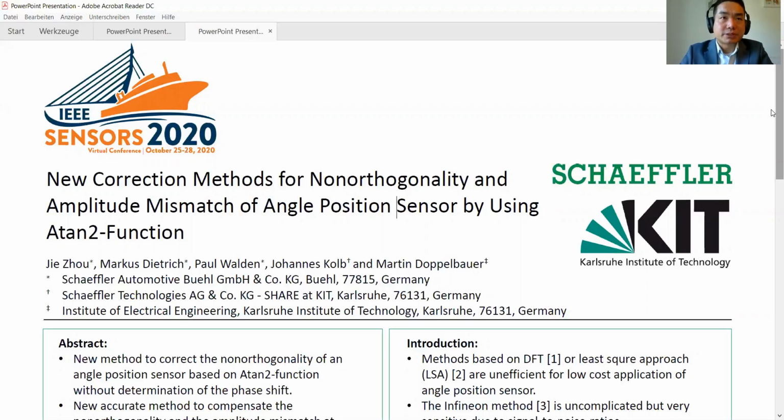The compensation methods today are either not accurate enough or too expensive for low-cost applications. Furthermore, they have to determine the non-orthogonality at first. The determination of non-orthogonality is often not only difficult, but also expensive.